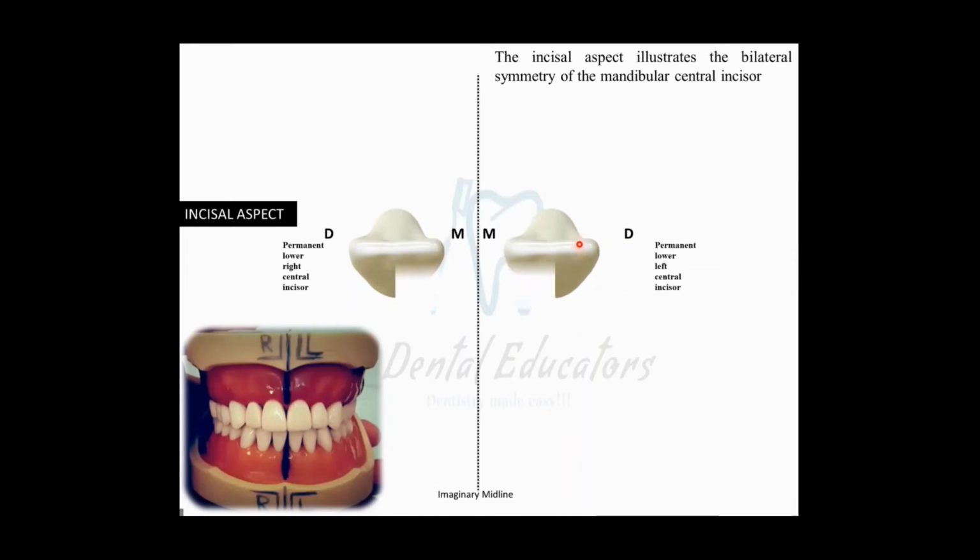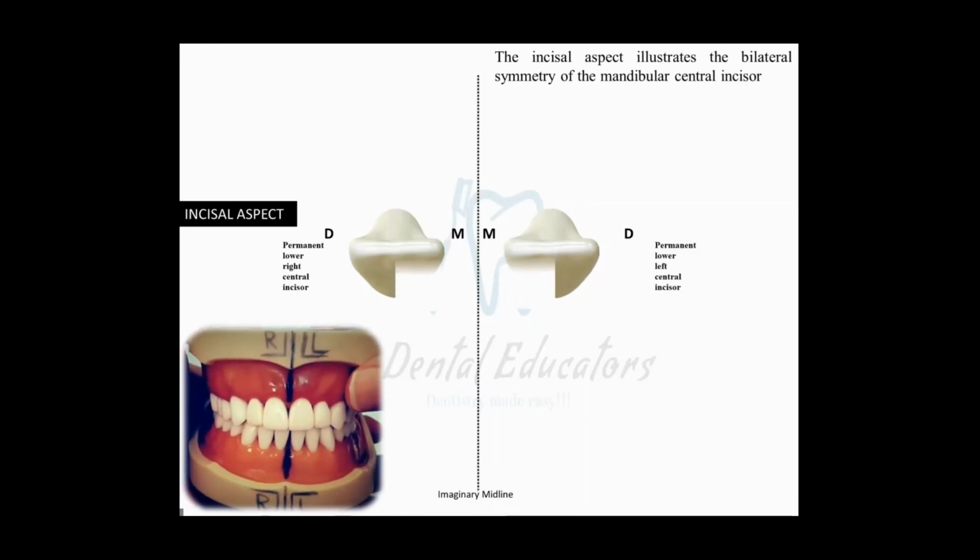So you can see here, this aspect, the mesial one, is similar to the distal aspect for the mandibular central incisor of the lower left hand side. Similarly, the mesial aspect of the right hand mandibular central incisor is similar to the distal aspect of the mandibular central incisor of the right hand side. So both mesial and distal appear to be symmetrical, or the same. That's why we say that it is bilaterally symmetrical.